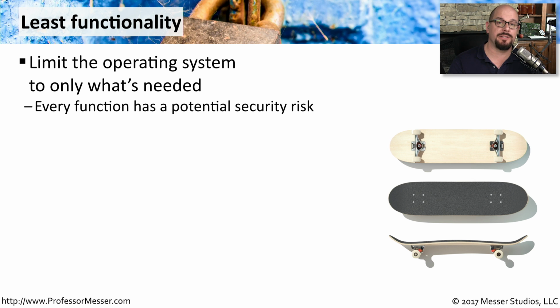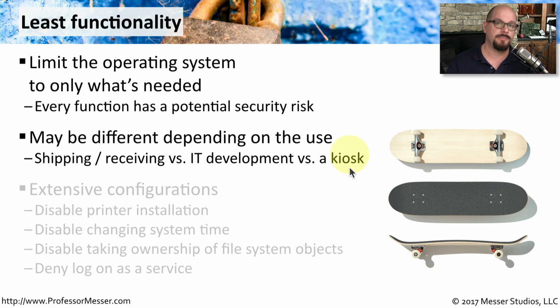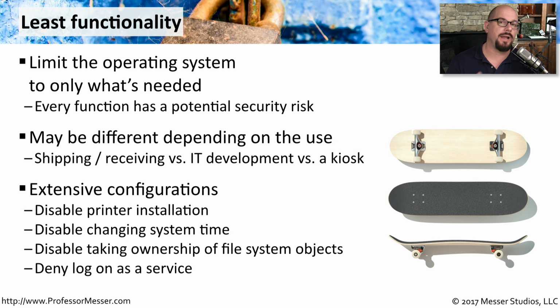If you want to minimize the security risk of an operating system, then you need to limit what that operating system is able to do. You need to examine the requirements for a particular workstation or operating system, and then get an understanding of what the least functionality would be for that particular OS. This least functionality may vary widely depending on how a particular operating system is used. For example, someone in shipping and receiving would have a very different set of functionality than somebody who's working in IT development, and both of those would be very different than a system that you're setting up to be a kiosk. This means that you need to examine many different aspects of how this particular operating system might be used.